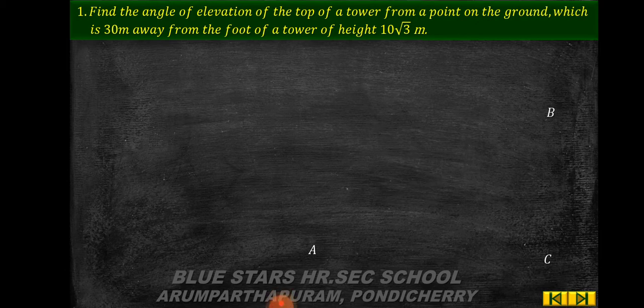In previous classes we saw the example problems up to example 6.25. Now we move on to exercise 6.2, problem number 1. Find the angle of elevation of the top of a tower from a point on the ground which is 30 meters away from the foot of the tower of height 10 root 3 meters.